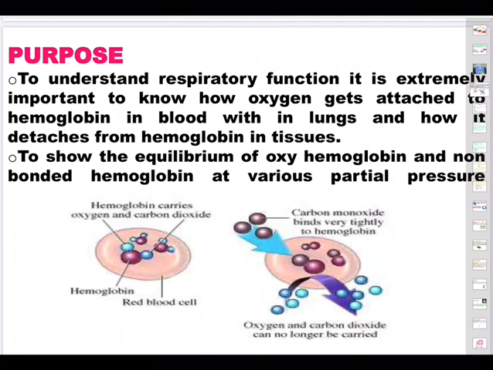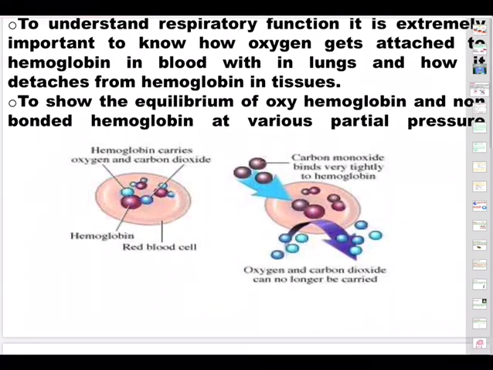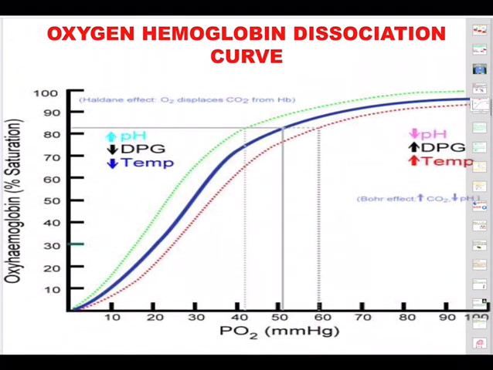This shows the equilibrium of oxyhemoglobin and non-bonded hemoglobin at various partial pressures. You can see hemoglobin carries oxygen and carbon dioxide as well inside the red blood cell. Once carbon monoxide binds tightly to hemoglobin, oxygen and carbon dioxide can no longer be carried, so they are to be out. Now this is how we represent the oxygen hemoglobin dissociation curve. It is in the form of an S shape, so we say sigmoid curve.